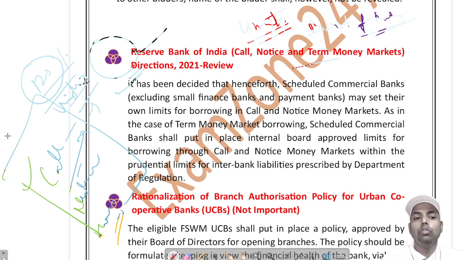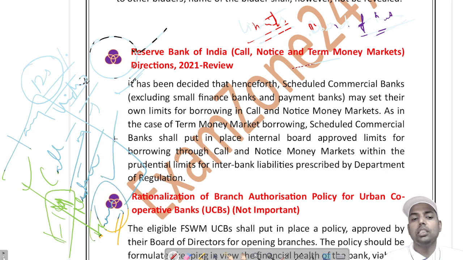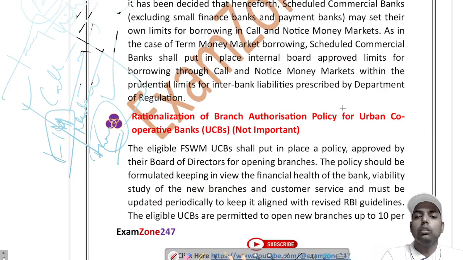Further, if you want to know, for 1 day it is call money, for 1 to 14 days, you say 14 days, not 15 days, it is notice money, and for more than 14 days it is term money. But for more things you can go through the file section of this Telegram group and you can get all things there.